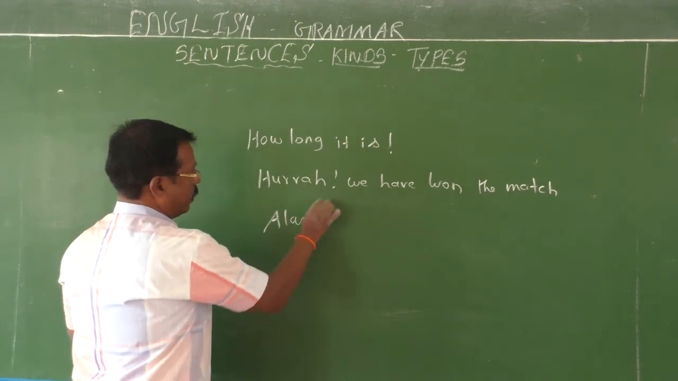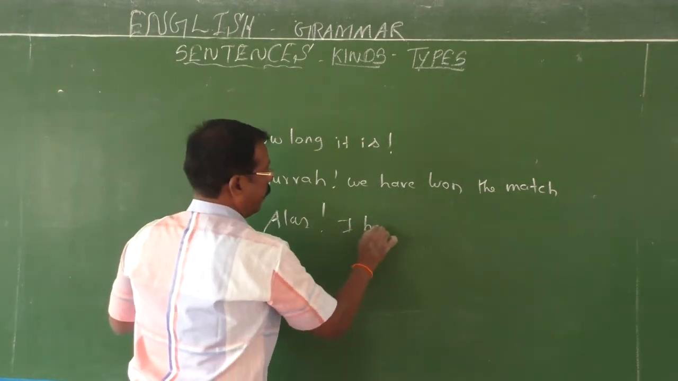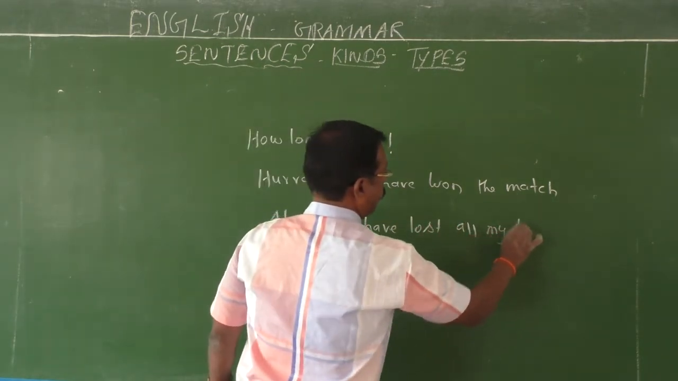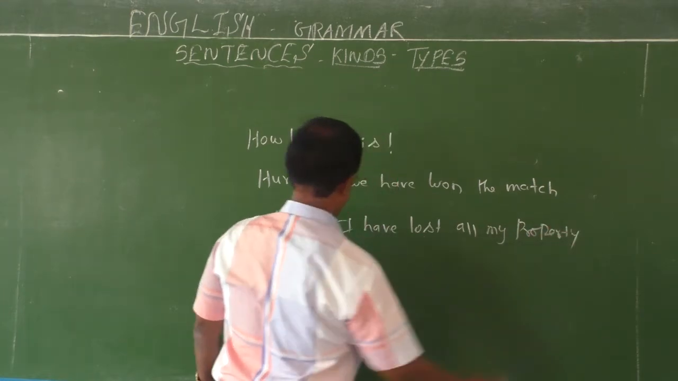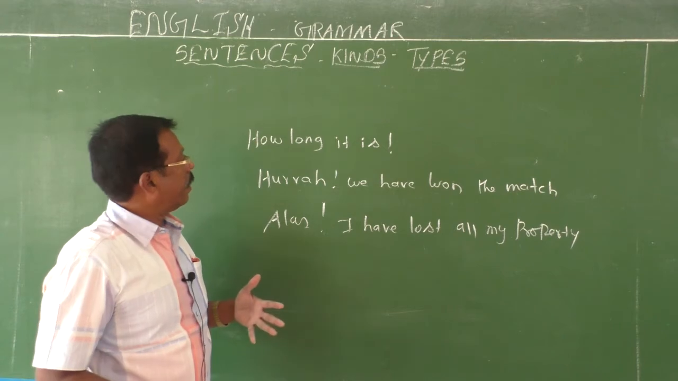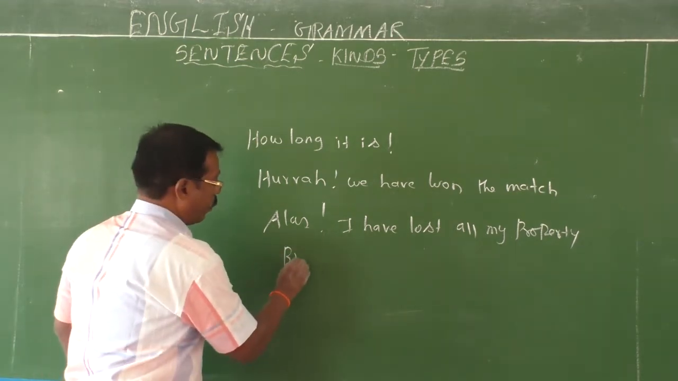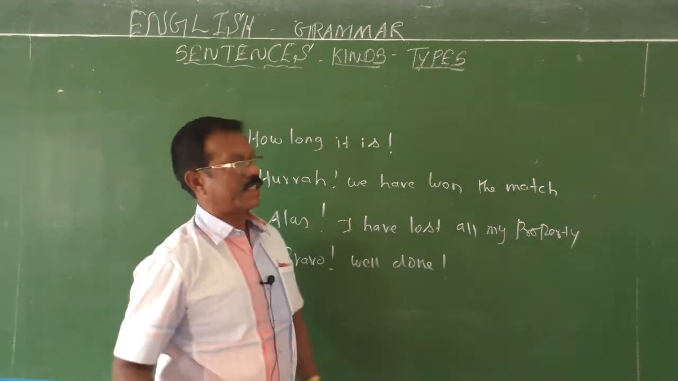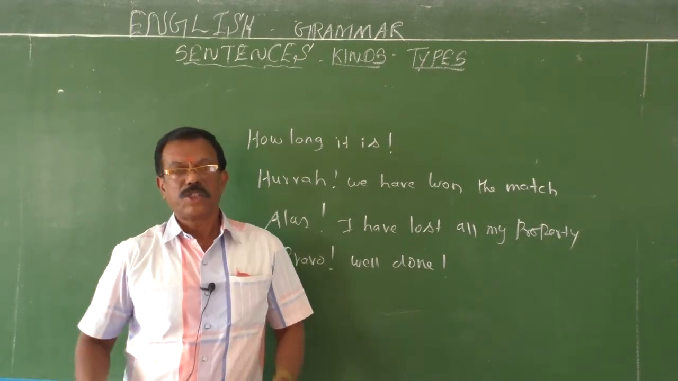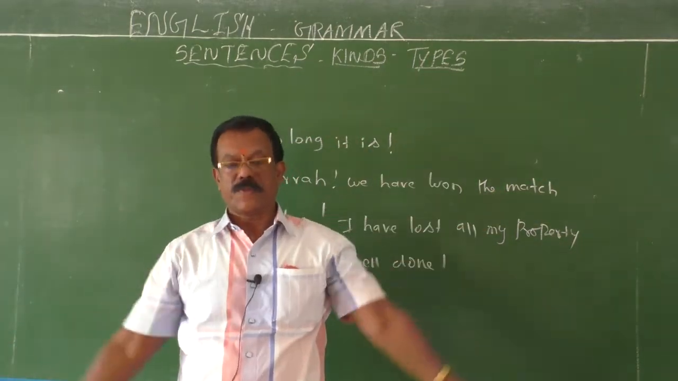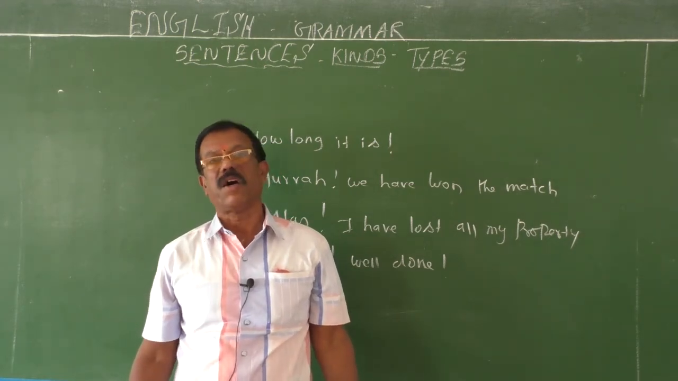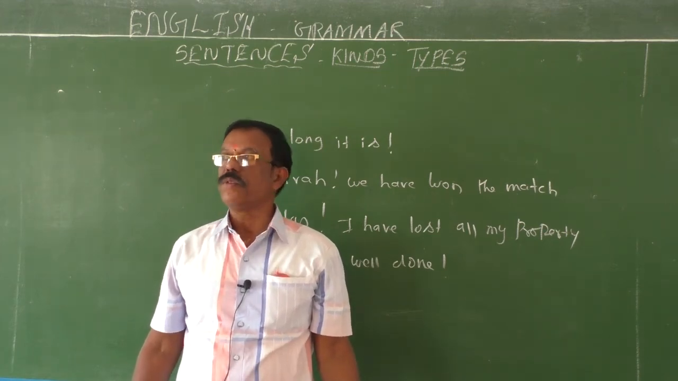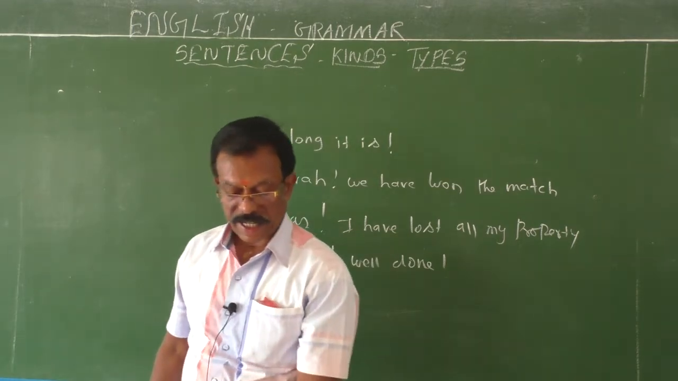Alas! I have lost all my property. Hooray! How long it is! Bravo! Well done! So these sorts of expressions show that you are excited. Such sentences are called exclamatory sentences. So normally we use these types of sentences when we get excited.